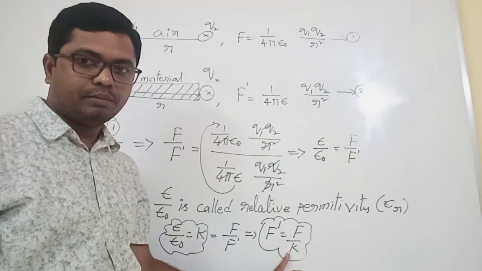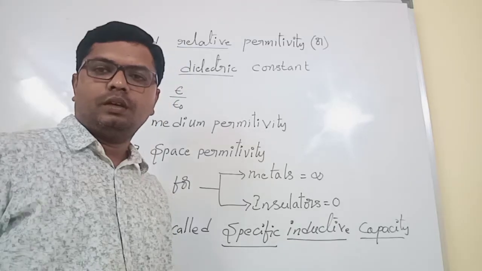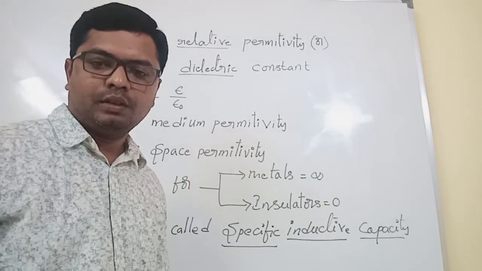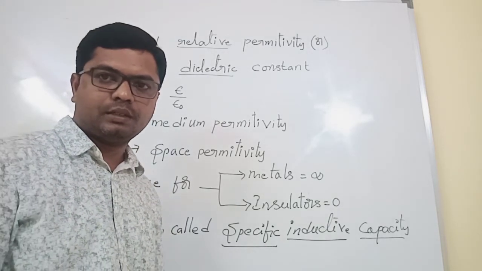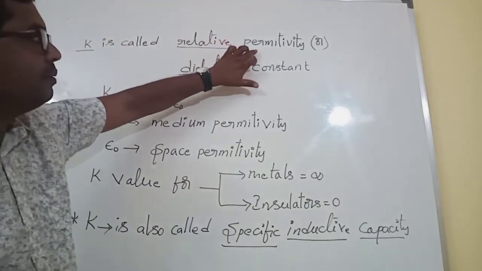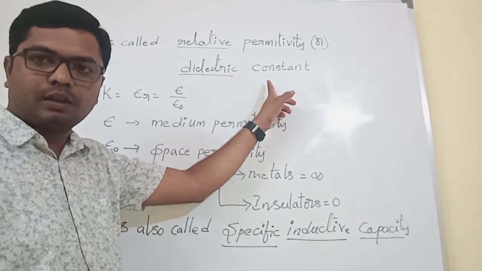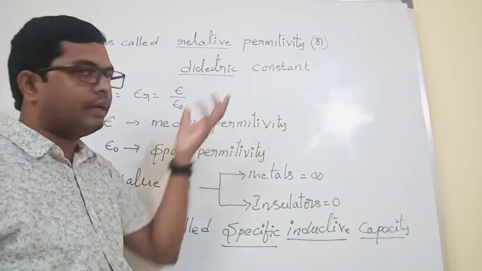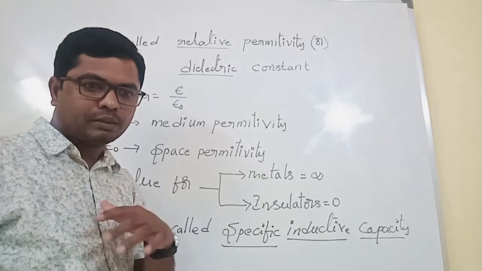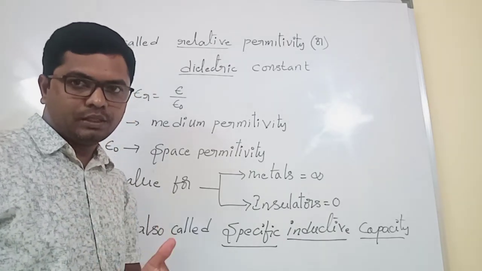Next is the dielectric constant again. I will give a clear picture about the dielectric constant. Look at it here. K is called the relative permittivity or dielectric constant. Dielectric, die means two types of polarity, which I will explain in detail in the next chapter.